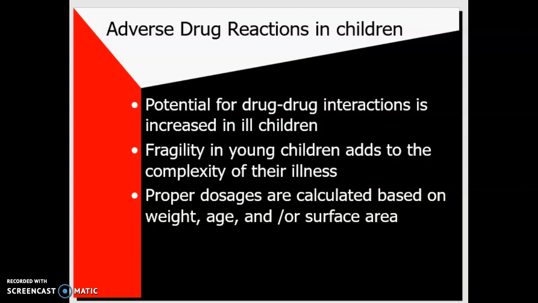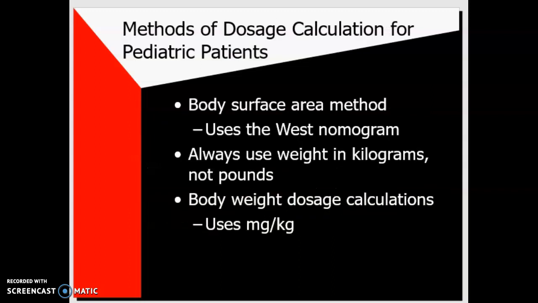Now, when we're looking at adverse drug reactions, we also have to make sure that we're considering proper dosages. And proper dosages are calculated based on weight, age, and/or surface area. When we look at these calculations for pediatric patients, they're going to be covered in more depth in LVN 111, and we'll review these again in LVN 123. But let's take a brief look at the methods used for calculating pediatric dosages.